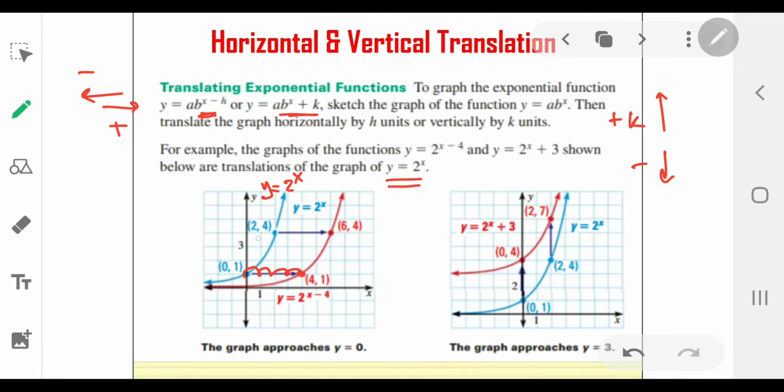And then this 2, 4, again, you count 4 units to the right, 1, 2, 3, 4, you get the new point 6, 4. Now you have 2 new points. You just join them with a smooth curve over the x-axis, increasing from left to right, very close to the x-axis from the left, and increasing along the y-axis.